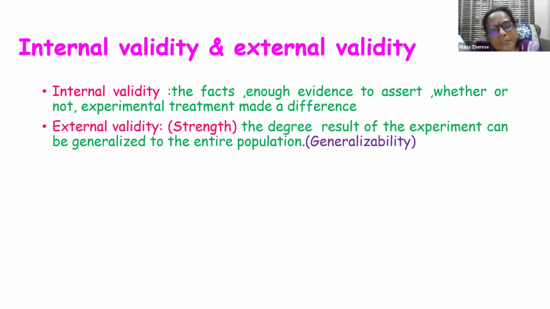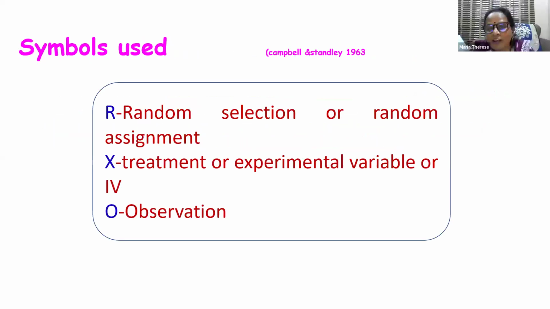So for generalization purposes, we consider external validity and internal validity. If you take this topic alone, it will take another hour. So internal validity and external validity are a must when you are carrying out an experimental research design. And these symbols are used: R stands for random selection or random assignment, X for treatment or experimental variable, and O means observation. So these are normally used for experimental designs.